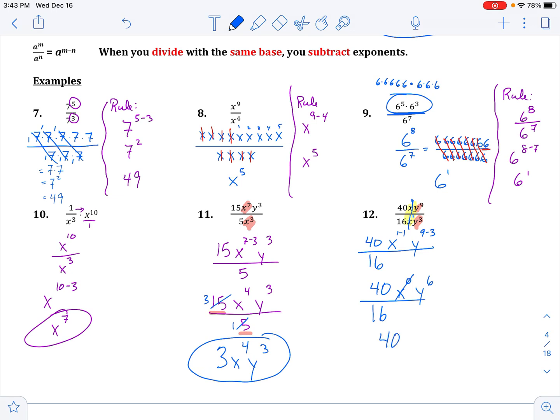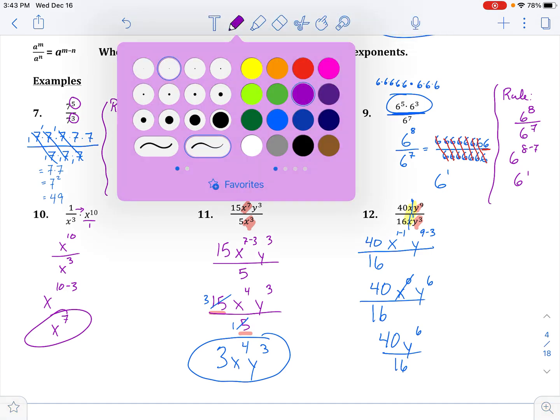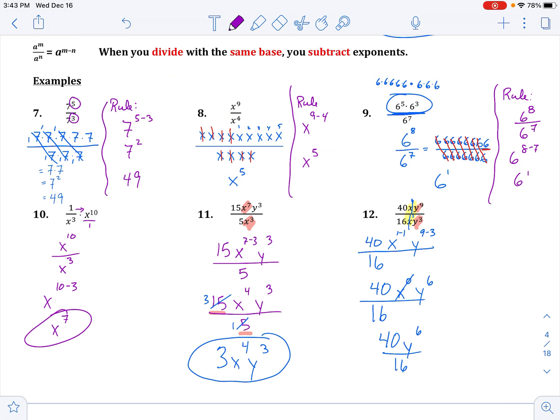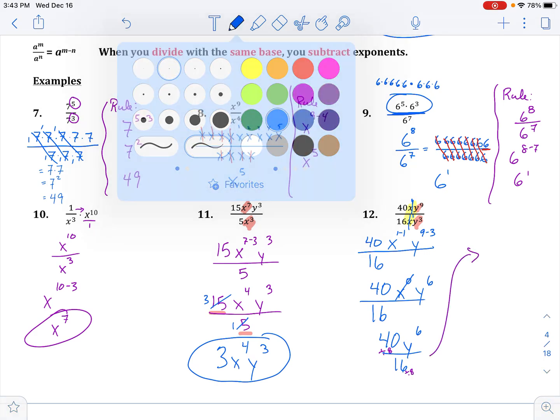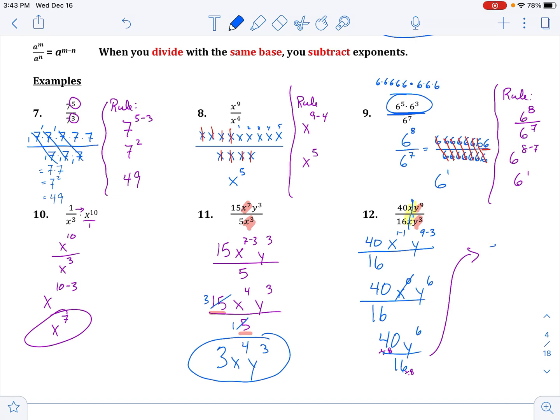So we are then going to be left with 40y to the 6th divided by 16, and we need to find the common factor that reduces the fraction 40 divided by 16. That common factor that goes into 40 and 16 is going to be 8. So we're going to divide each of those by 8. We know 40 divided by 8 will simplify to be 5, y to the 6th, and 16 divided by 8 is 2.